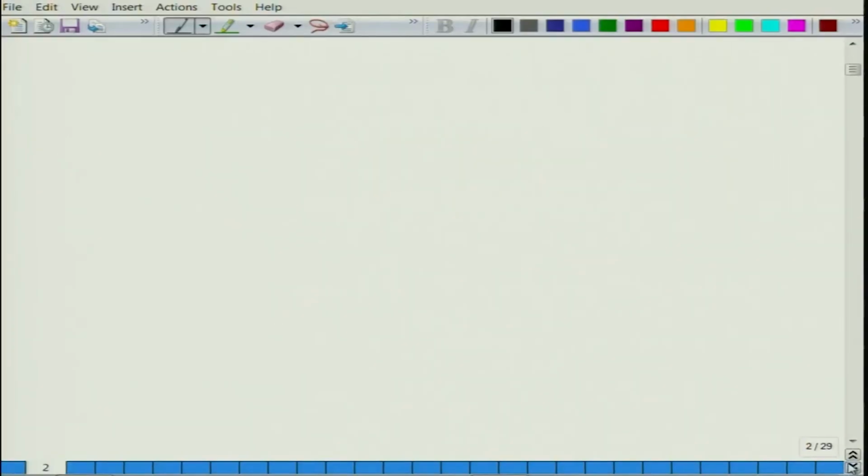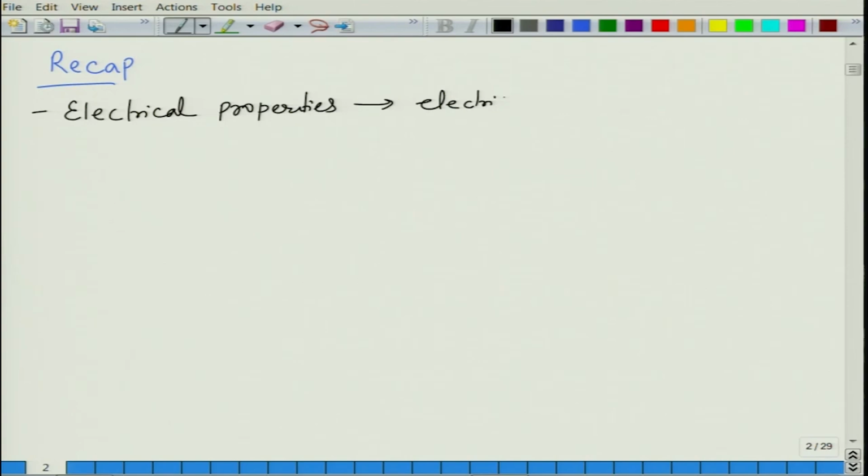So, welcome again to the new lecture of the course Properties of Materials. Let's again recap what we did in the last lecture. In the last lecture we began our discussion on electrical properties, and here we are mainly interested in talking about electrical conductivity or resistivity. There are other properties as well that we can discuss, but our main concern here is only the electrical conductivity or resistivity, which is basically the ability of a material to conduct electricity.